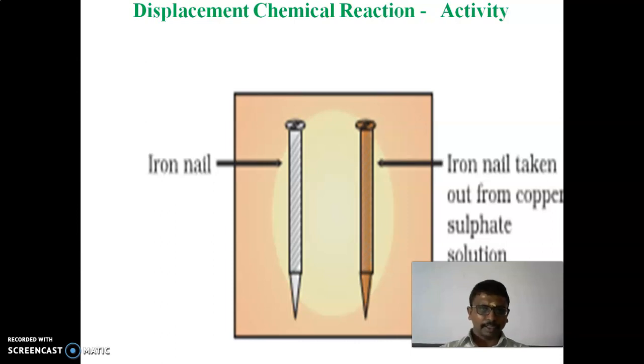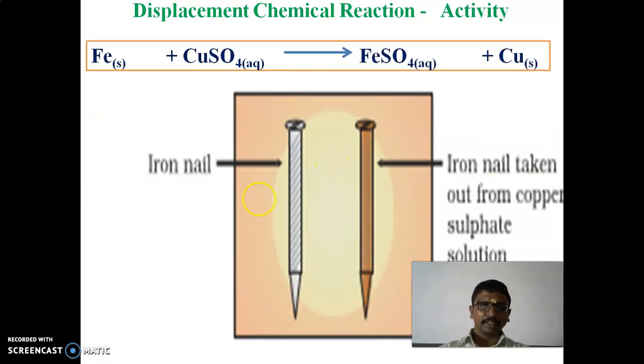So after 20 minutes, the iron nail is converted to copper. The iron nail will be converted to copper, which is in the solid state. And the copper sulfate solution is converted to iron sulfate, that is FeSO4. It is in the aqueous state.